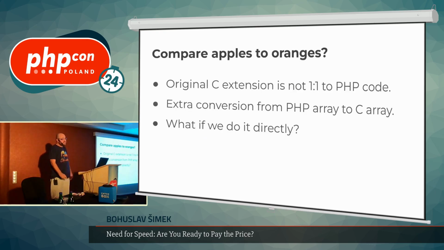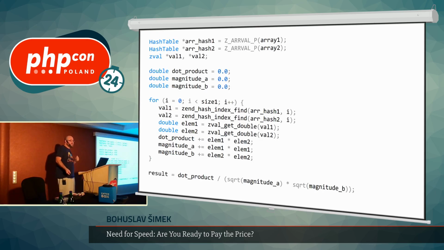Okay, so what I did, I double-checked my C extension code, and I found one issue. It wasn't one-to-one to the PHP code. I was actually doing some extra conversion from PHP array to C array. I came up with the idea, what if I do it directly? So I redesigned my extension, so now it's a little more complicated, let's say, but the only thing I did was use the internal PHP functions which are used in the extension itself, and I didn't make a copy of the array.